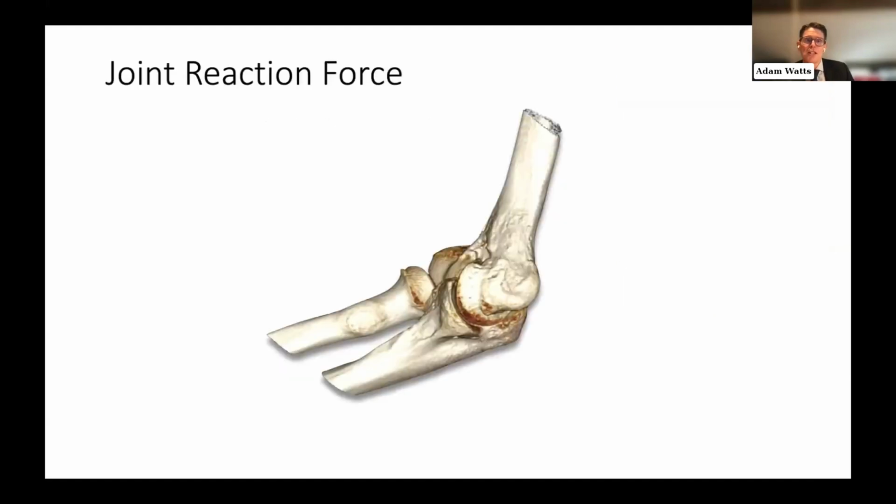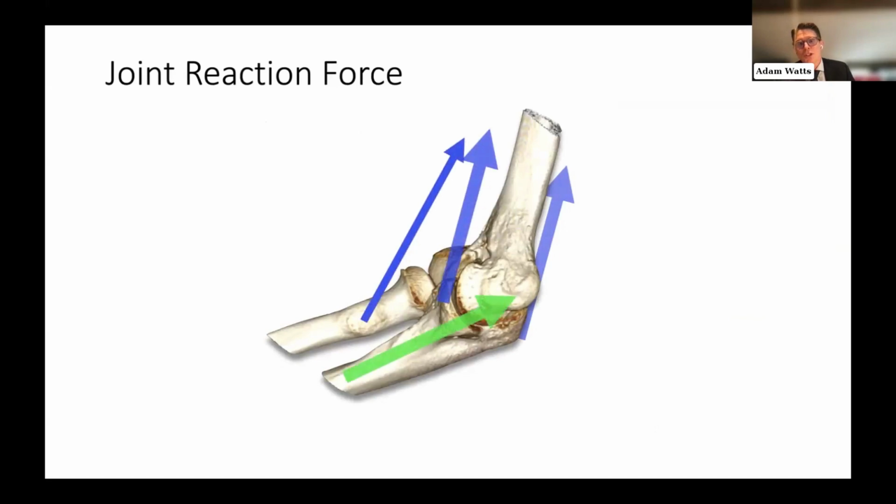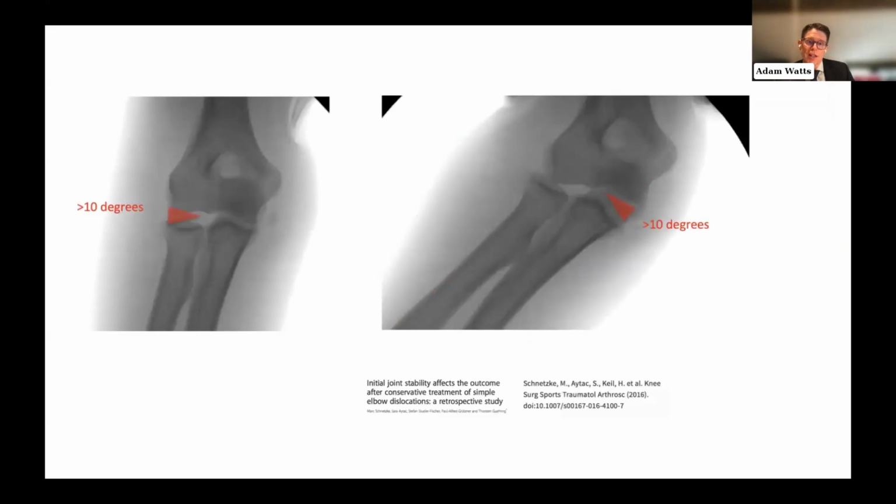It's not the injury to the ligaments. And of course, that makes sense when we consider the joint reaction forces across the elbow from the muscles crossing the joint, which produce a resultant moment pulling the forearm. And here, if the green arrows are removed, then we have a potential for varus valgus instability. And that's really the basis for Schnetsky's screening examination of the elbow.